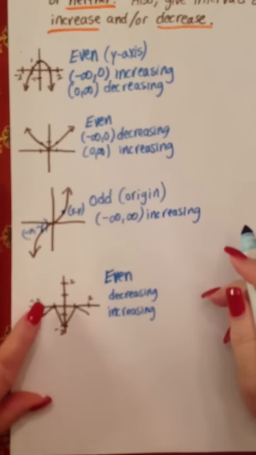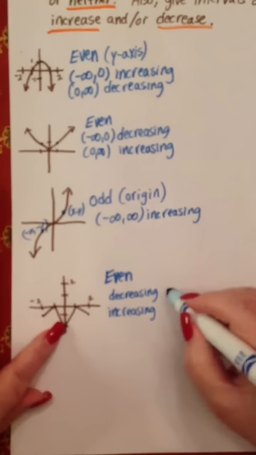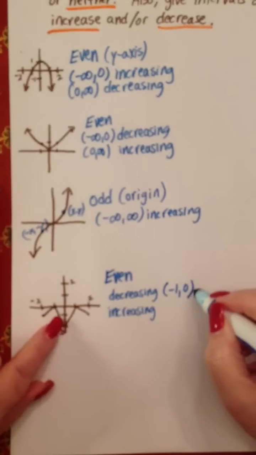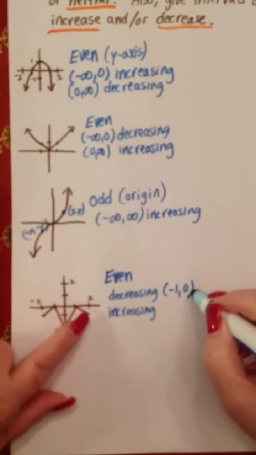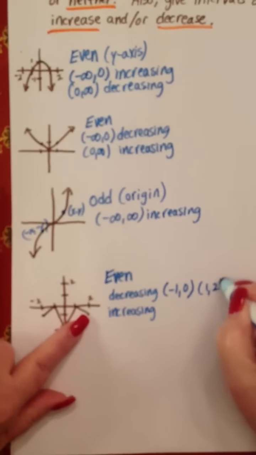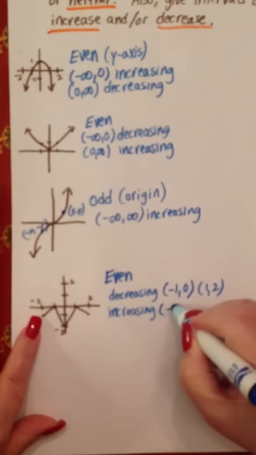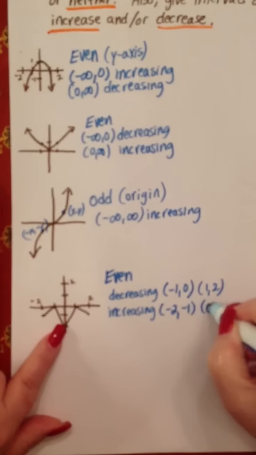Let's think about where is it decreasing, going downhill. That would be from negative 1 to 0, and then also decreasing from 1 to 2. It's increasing, like going uphill, from negative 2 to negative 1, and from 0 to 1.